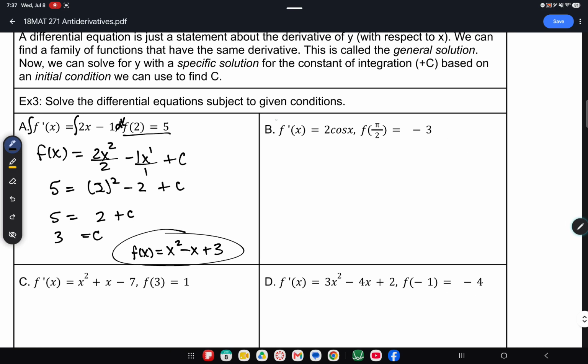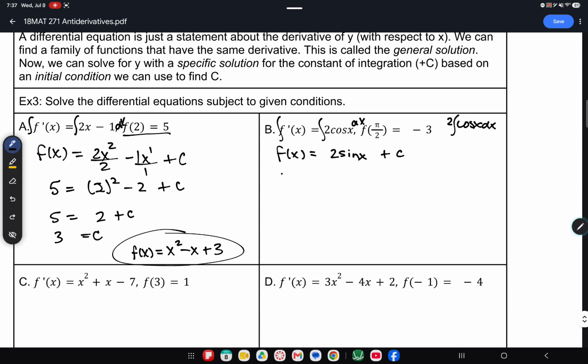Let's do a trig one here. So we'll integrate both sides, right? So I get f of x. 2 is a multiplier, right? So I could pull that out and make that 2 times the integral of cosine of x dx. And that's going to give me 2 sine of x plus c.